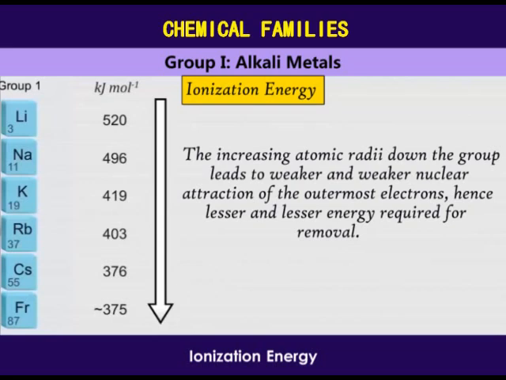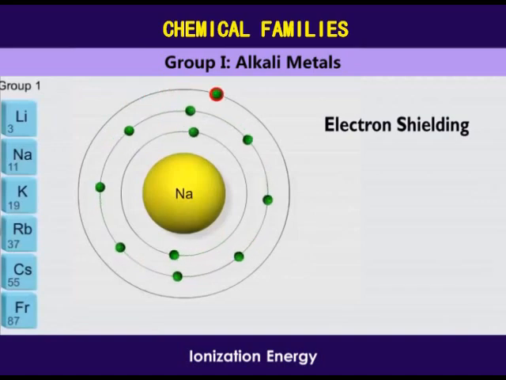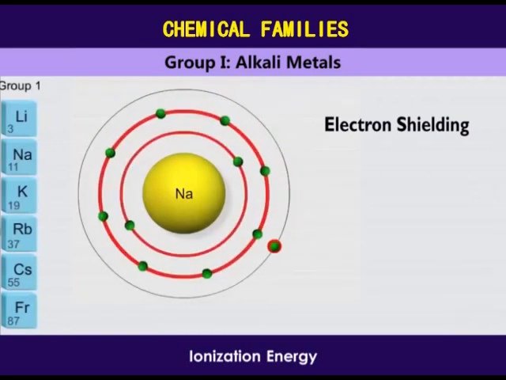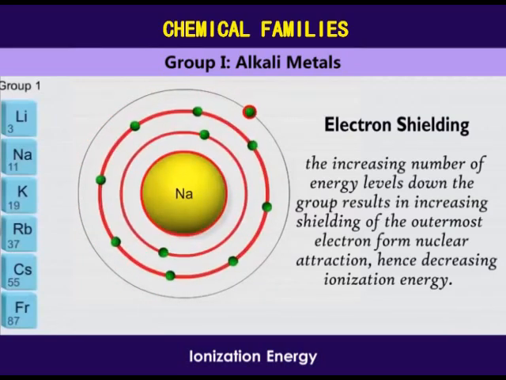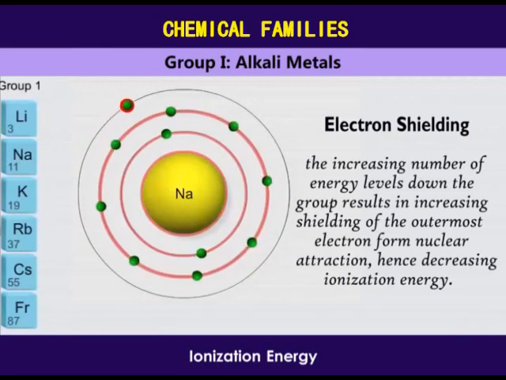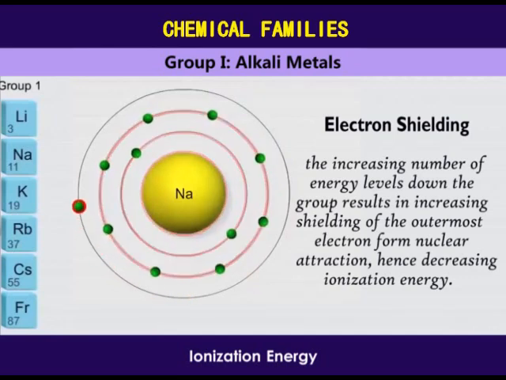Another factor that affects ionization energy is electron shielding. The outermost electron is shielded from the nuclear attraction by the other electrons in the inner energy levels. So the more the number of shells, the greater the shielding, and hence the less the attraction, which ultimately means the outermost electron is easily lost. Electron shielding thus increases down the group, and this further explains the reducing ionization energy down the group.